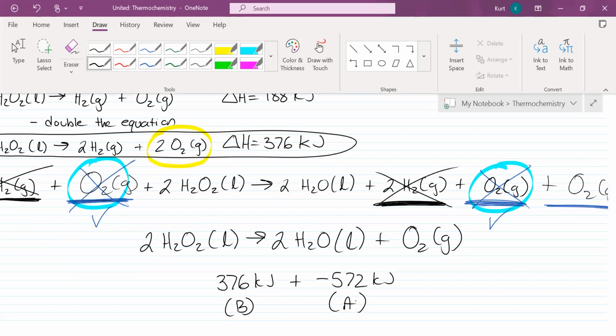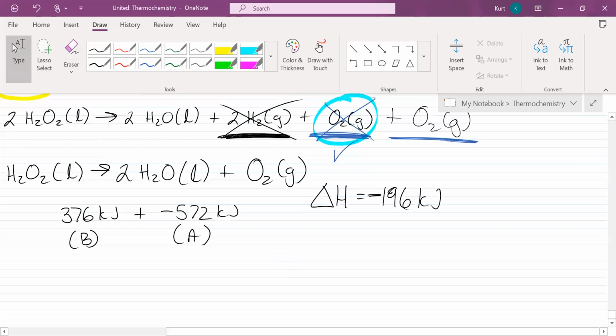376 plus negative 572. What'd you get? Negative 214. Huh? I got something way different. 376 plus negative 572 is, did you guys get negative 196? That's what I got. My calculator is... I'm not good at math. Negative 196 kilojoules is the difference.